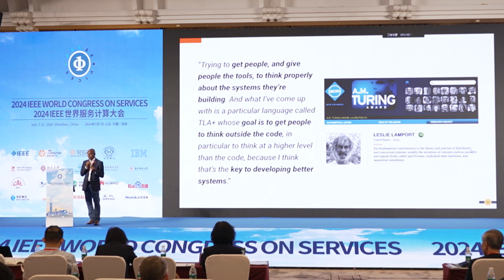And so the key to developing better systems is really getting people to think outside the code and getting the code to work, but getting people to think outside the code. And that's what these abstractions are capable of supporting. That's why abstraction is a very powerful concept, and that can be used to build the right kind of tools and methodologies to make things work. Thank you very much.